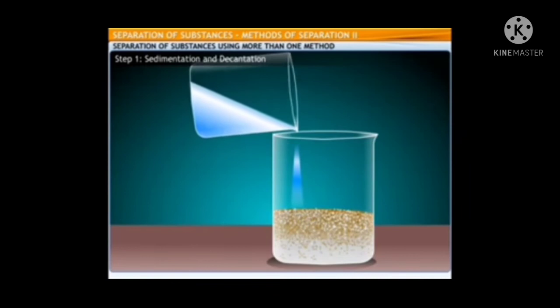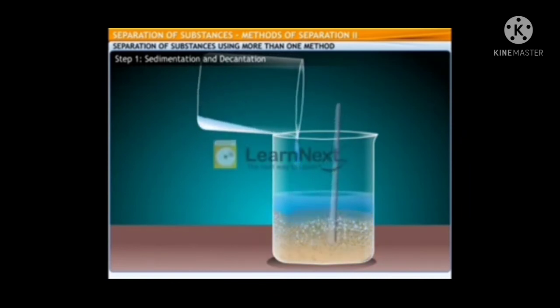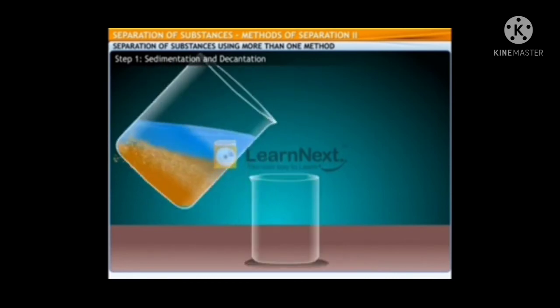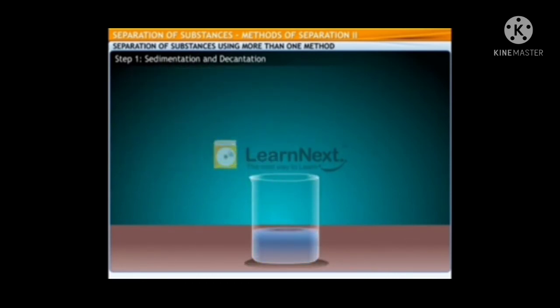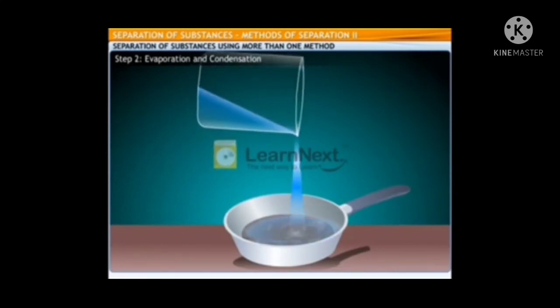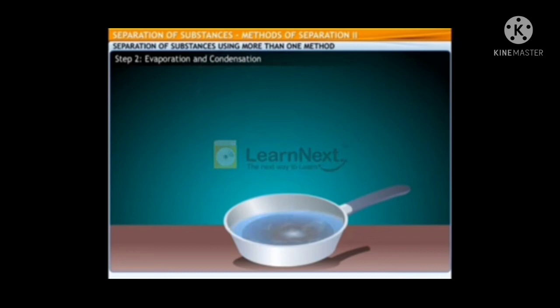Add some water to the mixture of sand and salt and wait for the sand to settle. Then we will decant the salty water, which will separate the sand from the mixture. The mixture now contains salty water. Now we have to separate salt from water. For this, we use the evaporation process.